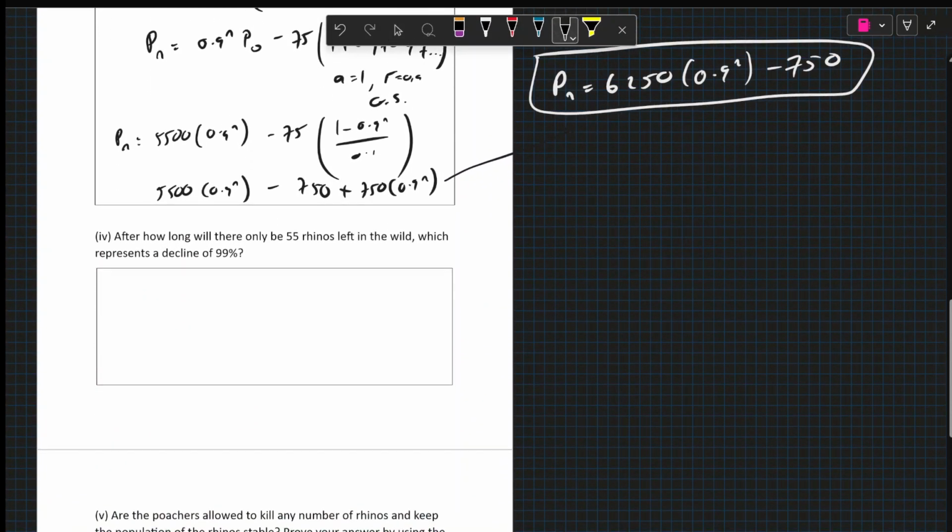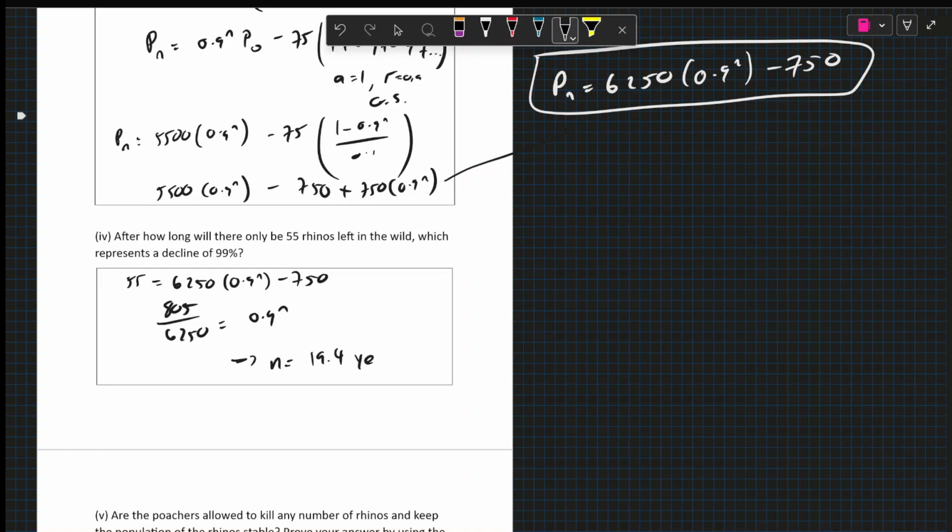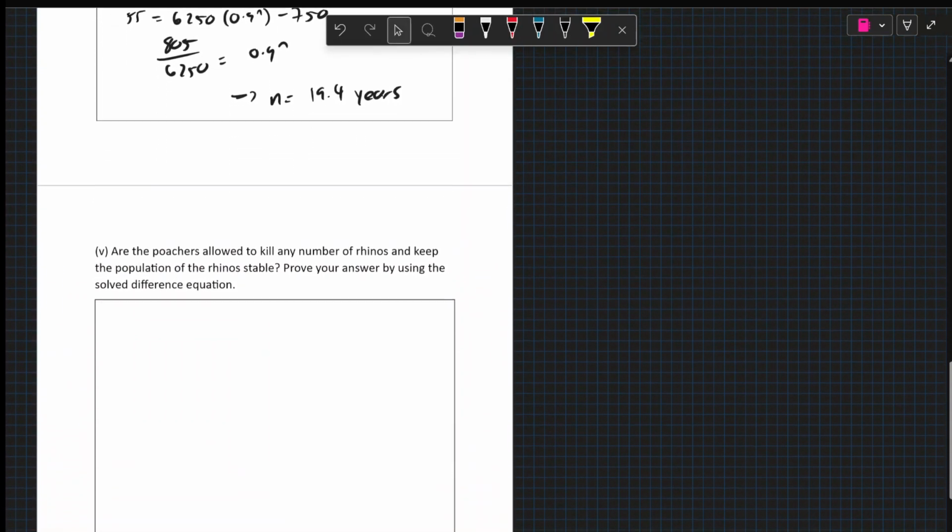After how long will there be 55 rhinos left, which represents a 99% decline? We just put this in: 55 is 6,250 times 0.9 to the n minus 750. Now that becomes 805 divided by 6,250 is 0.9 to the n, so I've just divided by the 6,250. So n, if we take log base 0.9 of 805 divided by 6,250, is about 19.4 years. So that's how long it will take for there to be a 99% decline.